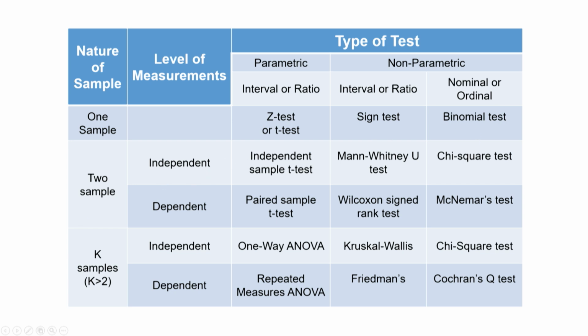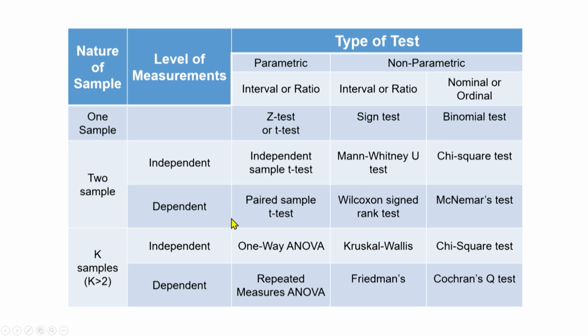Then we can move on to two samples. In two samples we have two kinds of levels of measurement, one is independent, the other is dependent. In the case of parametric, if it is interval data, then we can use the independent sample t test, and if it is dependent, that is matched samples, then we have the paired sample t test. In the case of non-parametric, instead of the independent sample t test, we use the Mann-Whitney test when the data is interval. If the data is nominal, then we can use the chi-square test.